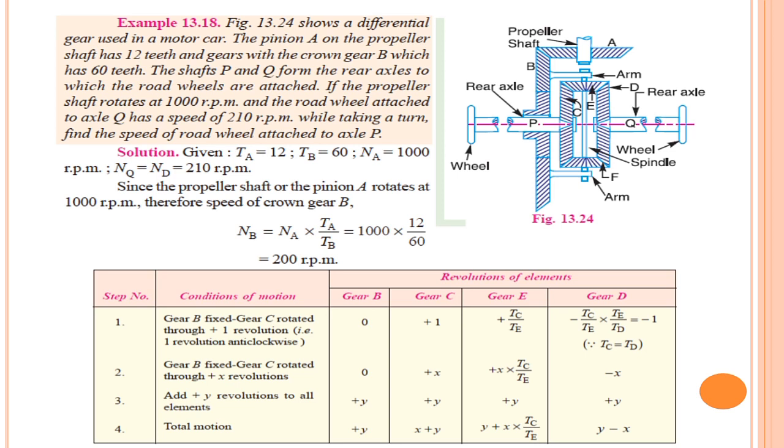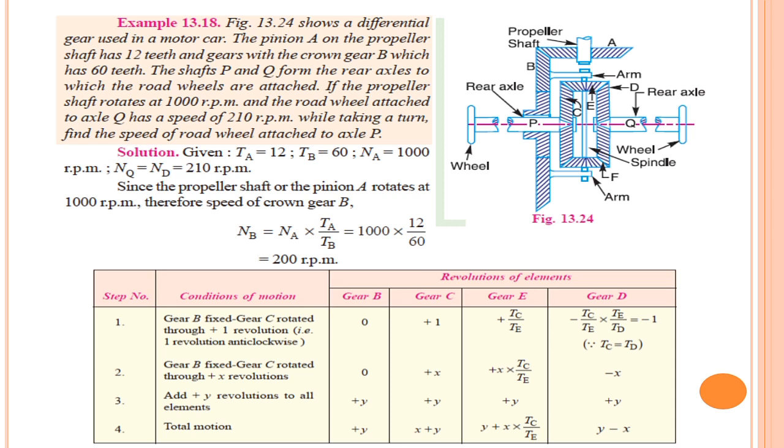Now we will see one problem based on this epicyclic gear train differential gearbox. The same standard differential gearbox I have considered here, and the problem is: the figure shows a differential gearbox used in a motor car. The pinion A on the propeller shaft has 12 teeth, and the crown gear B has 60 teeth. So the numbers of teeth of gear A and gear B are given, so I can find out the velocity ratio. From the velocity ratio, we can find the speed of gear A or B, isn't it?